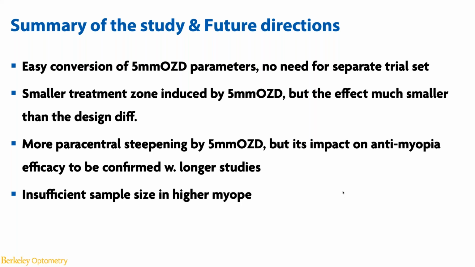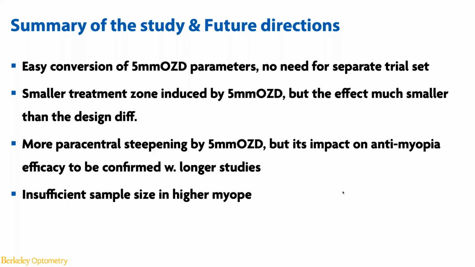diagnostic set. And as we mentioned before, we've seen a smaller treatment zone induced by the new design, but the effect is much smaller than what was expected from the 1mm difference in the design, or the optic zone diameter difference on the lenses. And we do see more paracentral steepening with the 5mm lenses, but its long-term impact on the anti-myopia efficacy will need to be confirmed with longer studies, with the primary outcome as axial anti-myopia efficacy instead of a short-term study.